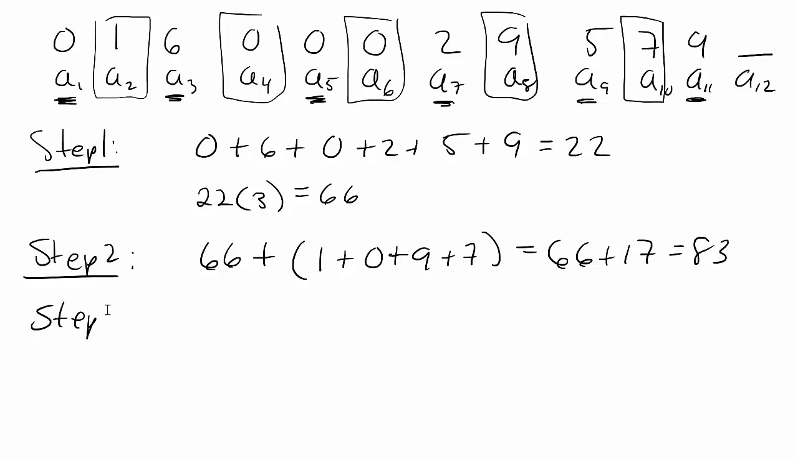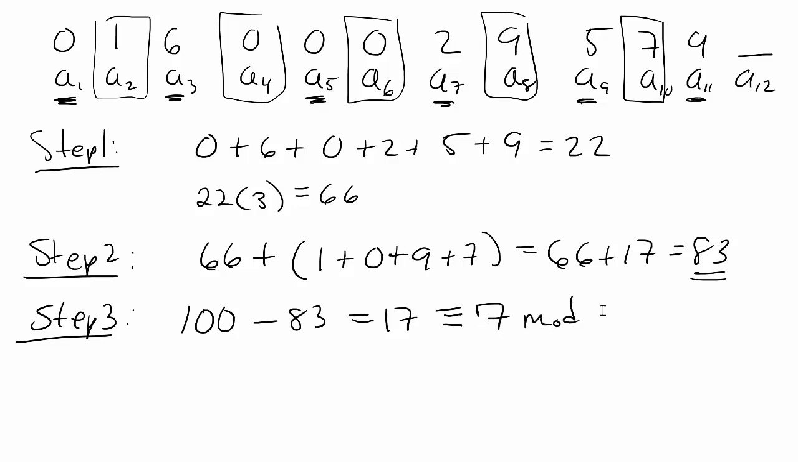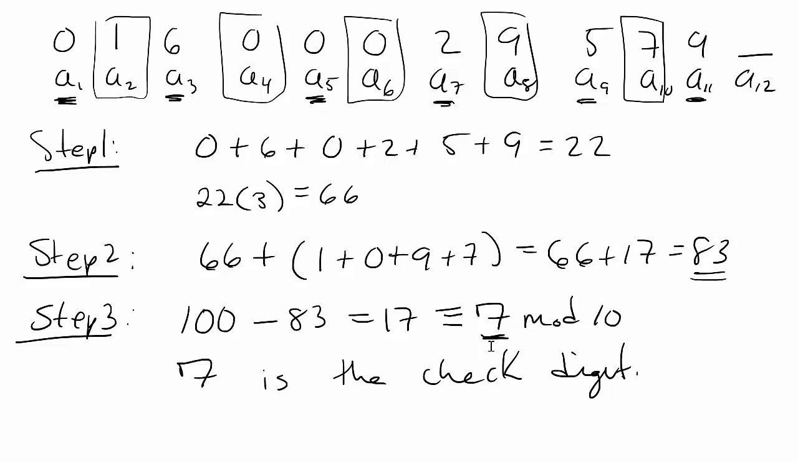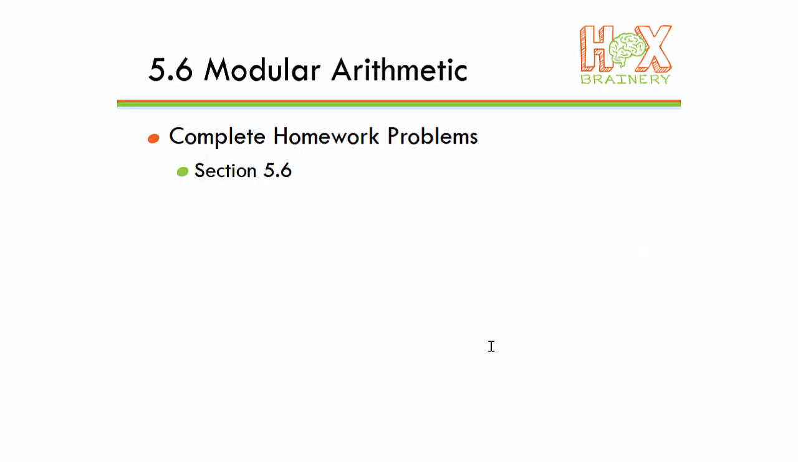And then step 3, you can either use 210, or you can use a multiple of 10 that's larger than 83. So 100 will suffice. You're subtracting the 83 from that number. Well, that's 17, and that is going to be congruent to 7 mod 10. That is your units digit. So 7 is the check digit. That's how you do it. And then we're done with this section, so I'll see you in the next one.